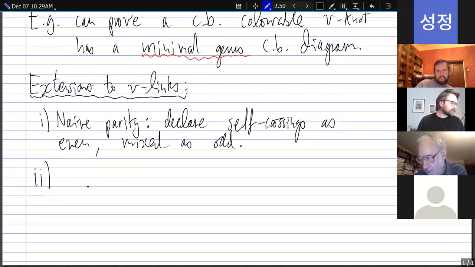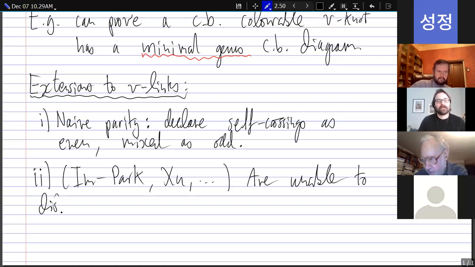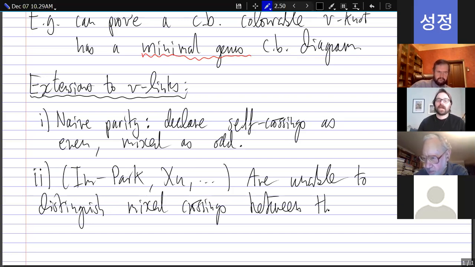Another extension, or a couple of extensions, are due to Im and Park, and there's a slightly more recent one due to Zhu, and there's more. But a number of these extensions suffer from the following defect. They are unable to distinguish mixed crossings between the same components, rather.